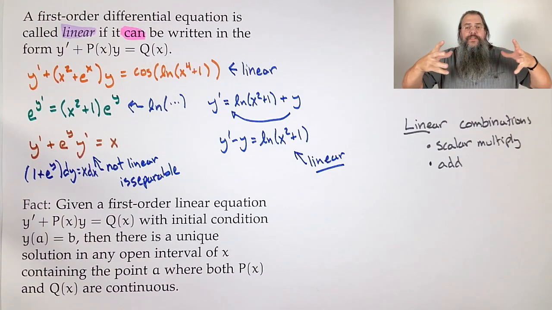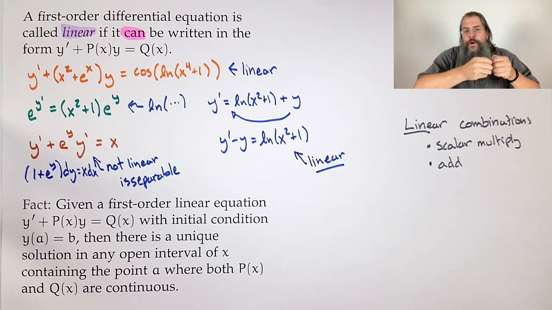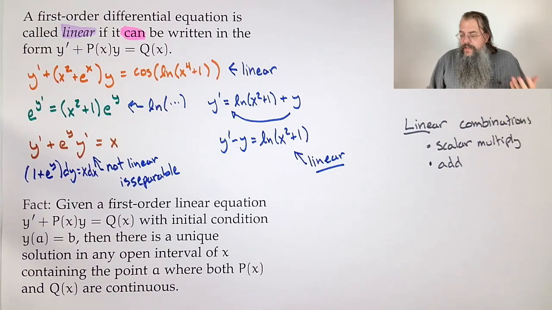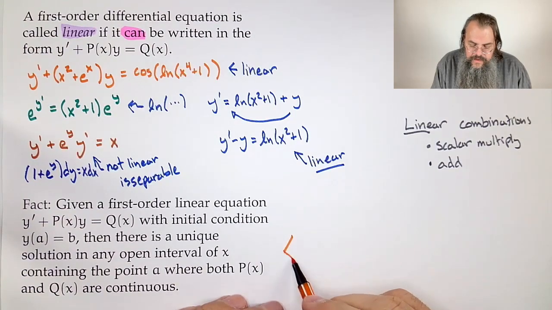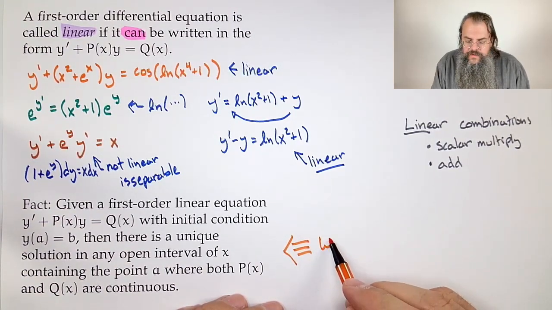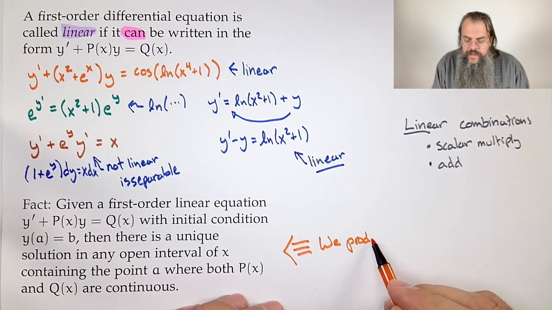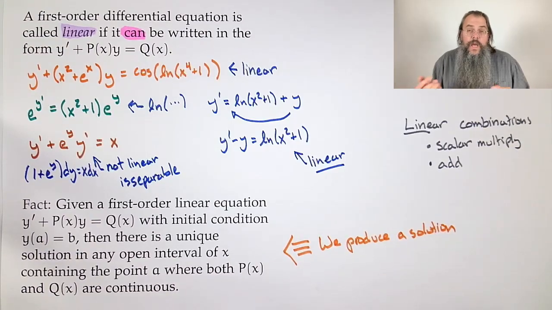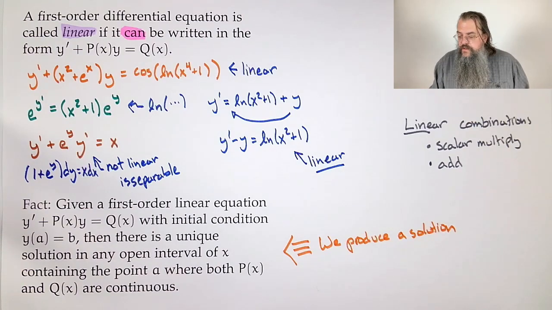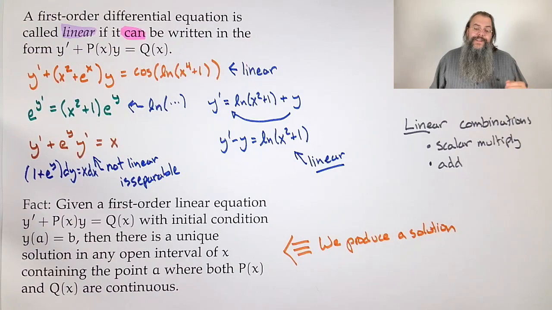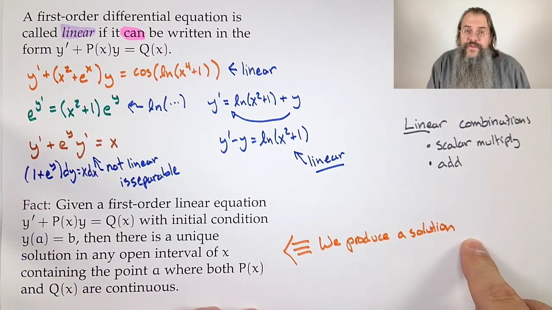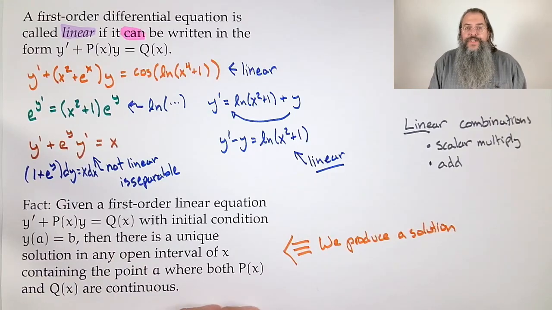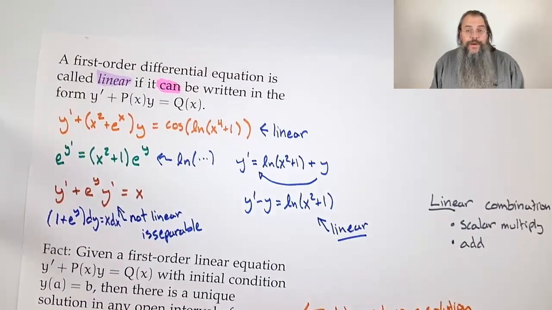So as long as those functions p of x and q of x are nice functions, we're able to extend our answers. Now, how does this fact work? The way this fact works is actually really simple. We're going to produce a solution, and that's how we know a solution exists. Here's how you find it. And the way we do it says, look, it has to satisfy this particular solution, so it's a unique solution. All right, so that's our goal. We're going to produce a solution to this kind of differential equation. And so let's talk a little bit more about how we do that.